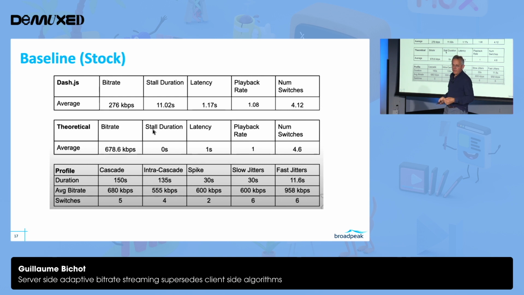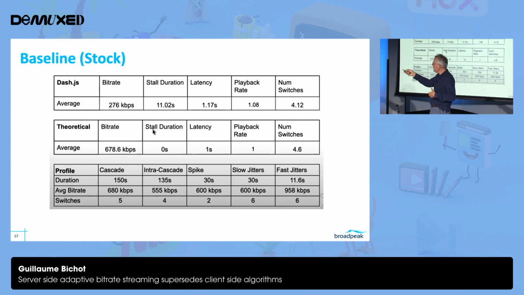Then they published the results, and also the way to compare things. Basically, they have a notion of profile. There were 5 profiles. Cascade: they changed the bandwidth by steps, like that. Intra-cascade: you had more steps and so on. Spike: very spiky change of the bandwidth, very quick change of the bandwidth. Duration, average bit rate that was expected, number of switches that was expected, and so on.